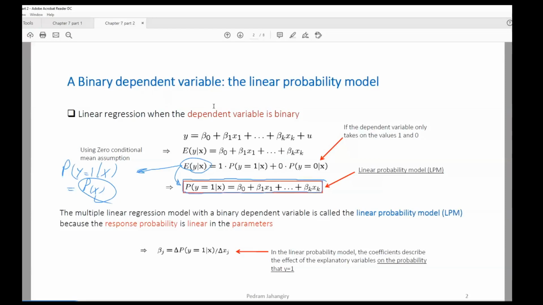That is, the probability of y equal to 1 is equal to the right-hand side. So we call it a linear probability model. Linear because the model is linear in parameters. Probability model because this will give you something in terms of probability. So if you can calculate beta hat 0, beta hat 1, beta hat 2, and plug in x1, x2, x3 for specific values, you will get something in terms of probability.